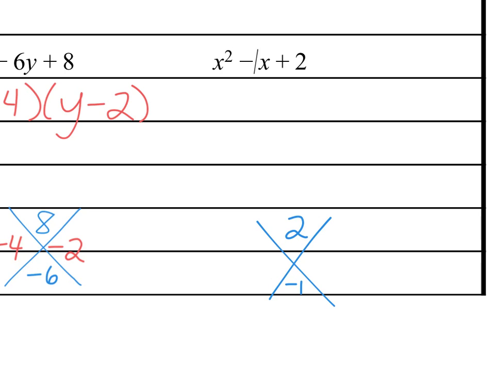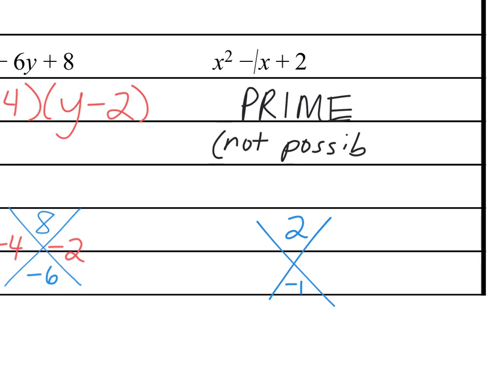Is this possible? No. Okay, just like you have prime numbers like 7, 13, 23 that don't have any factors, this is a prime polynomial. In other words, this is not possible. Okay? But you need to say to me prime because prime numbers don't have any factors. Their only factors are 1 and itself. Same type of thing happening here. You can't find two numbers, it's prime. Okay, a little bit more with negatives.